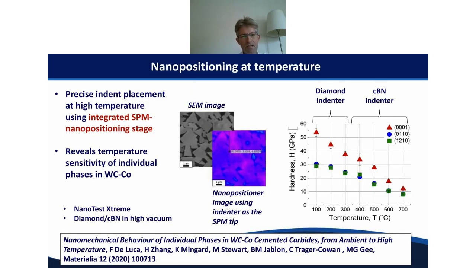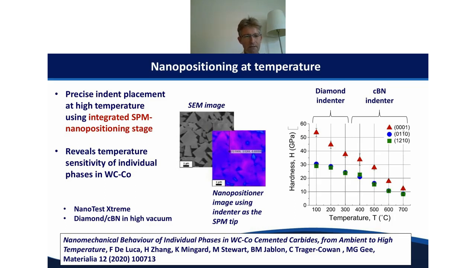And this ability to nanoposition at temperature provides precise indent placement, and this can be done, for example, to look at individual phases. So in this case, this is a study from Francois De Luca and colleagues at NPL in the UK.